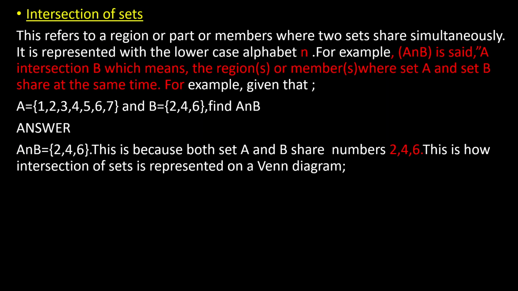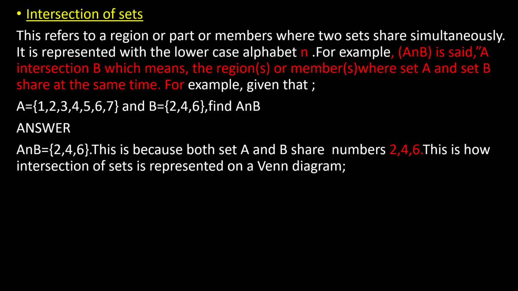So let's start with the intersection of sets. This refers to a region, part, or members which two sets share simultaneously. So the numbers or the members where A and B share simultaneously, which means at the same time, refers to the intersection of the sets. It is represented with the symbol ∩. A intersection B means the regions or members where set A and set B share at the same time.